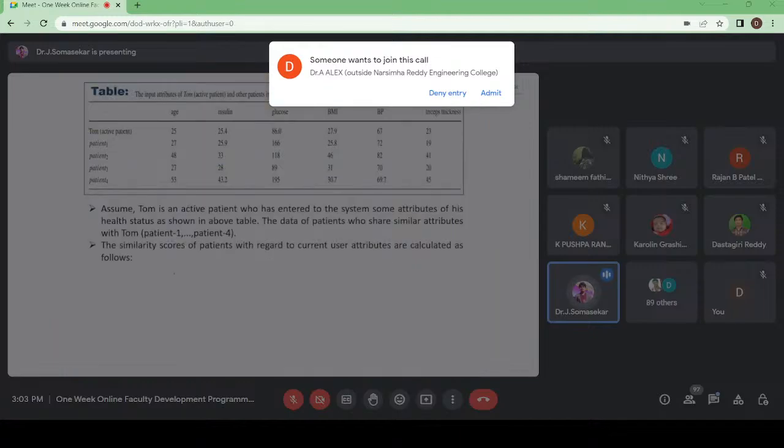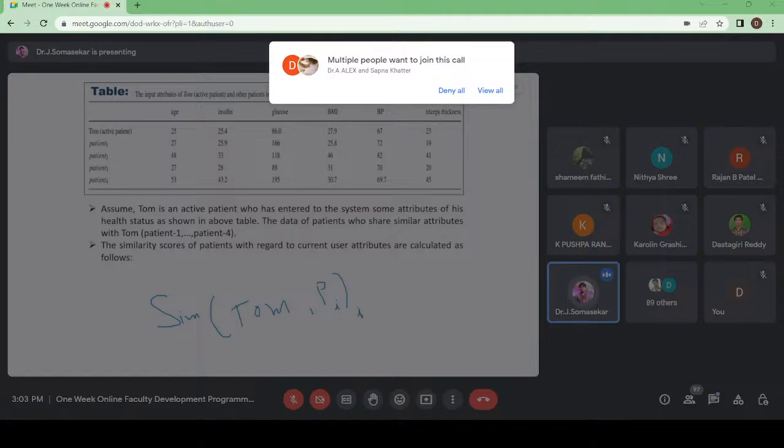Here also we are applying similar logic to what we applied for movie or product recommendation. First, we are looking for similarity between Tom and Pi. Let us assume Pi means i value varies from 1 to 4: 1, 2, 3, 4. So P1 means patient 1. We have to look for similarity between Tom and patient 1.